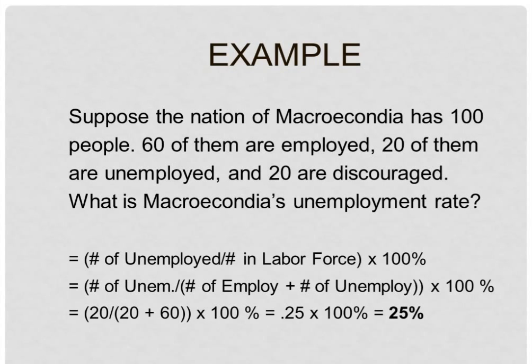Let's see. We have 20 people that are unemployed divided by 20 people that are unemployed plus 60 people who are employed times 100%. And that would make 20 divided by 80, which means 0.25 times 100%, or 25%. So our unemployment rate in Macroecondia is 25%.